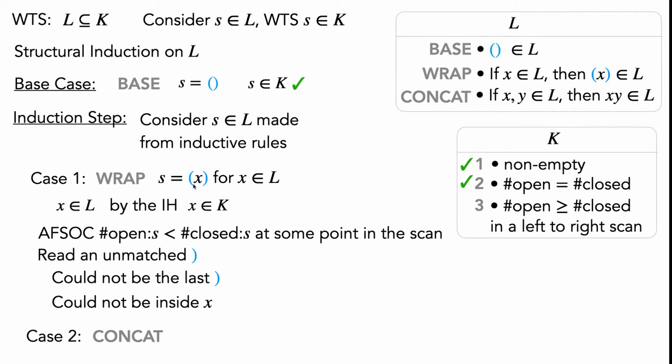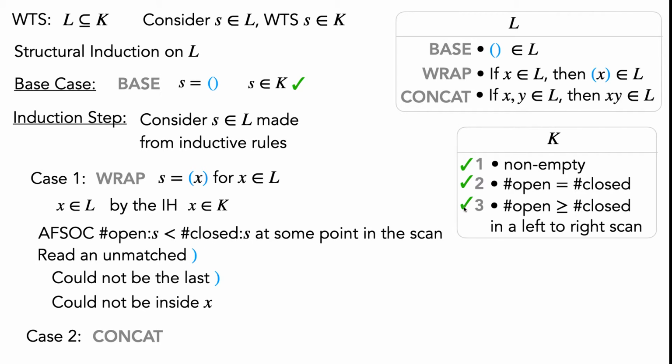So if you just scan X, throughout that entire scan, the number of open is greater than or equal to the number of closed. So when you're scanning S, all you've done is get an extra open paren. So as you're scanning it, there's no way that the number of open parens can be strictly less than the number of closed parens inside of X. So overall, there's no place for this unmatched closed paren. So there's no way for the number of open parens to be strictly less than the number of closed parens.